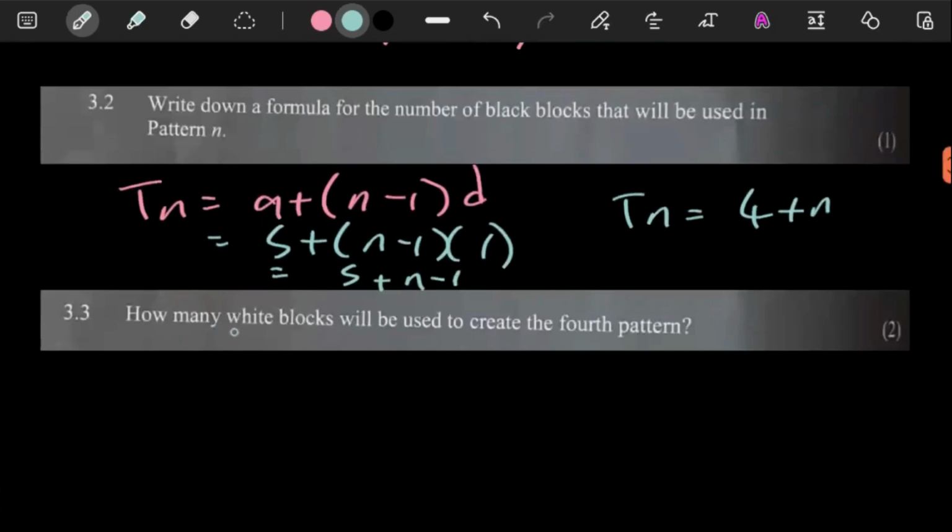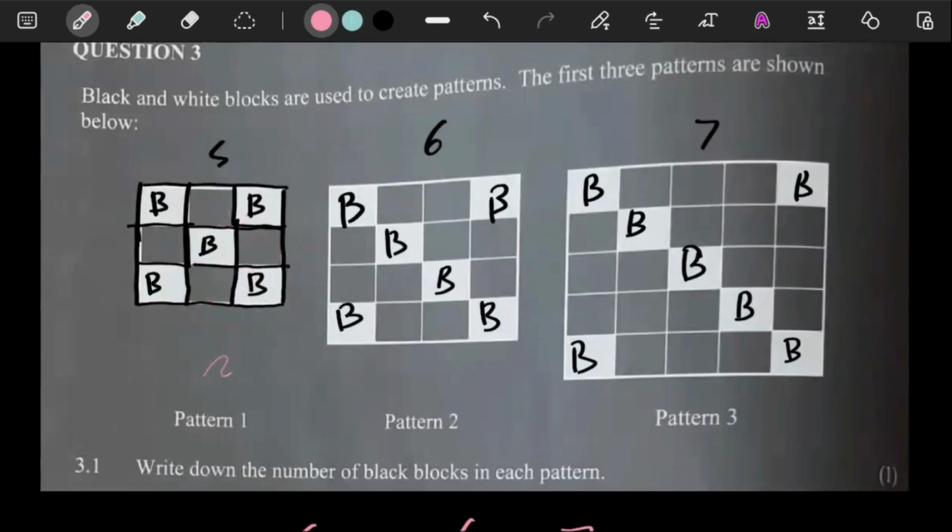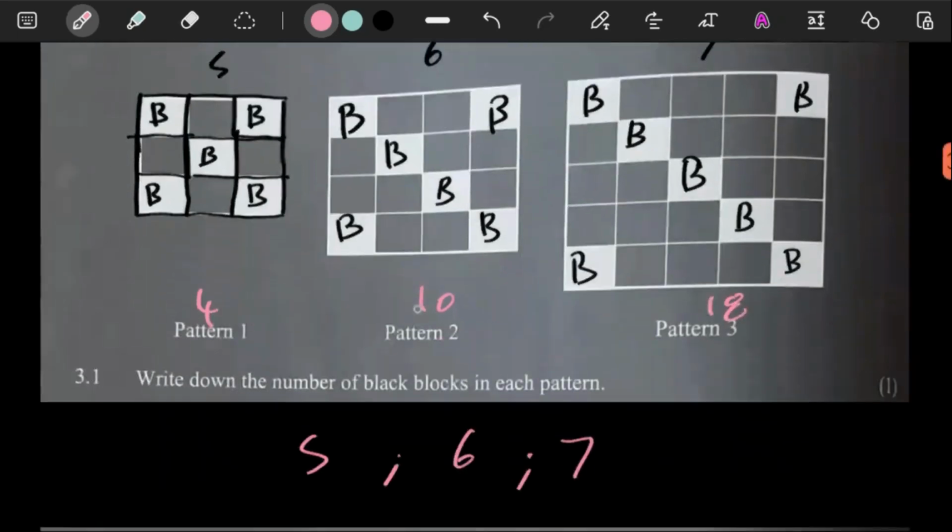It says here, how many white blocks will be used to create the 4th pattern? Here we can just keep track of the white blocks. It's 4 of them here. Then 10 white blocks. Then 9 plus 9, that's 18. So from 4 to 10, you add 6, and from 10 to 18, you add 8. I'm assuming the next one you're going to add 10.